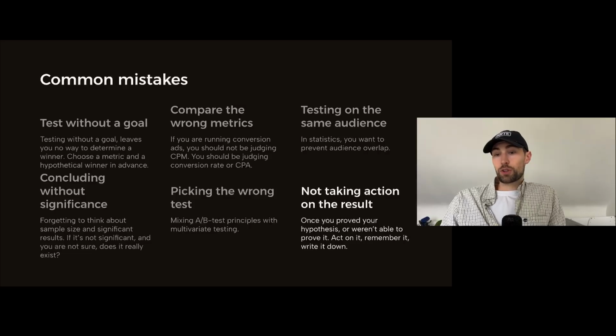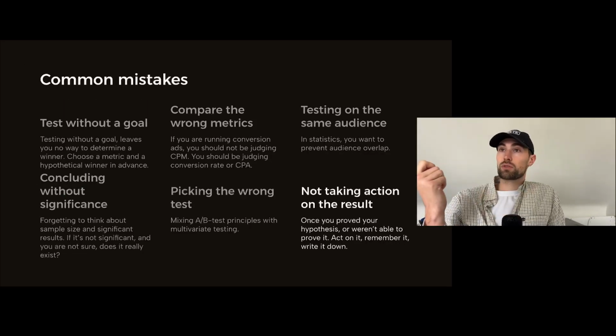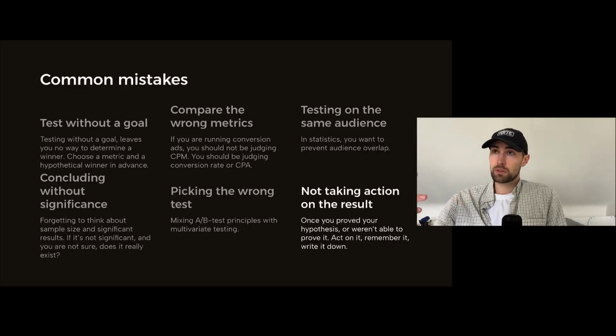Then the sixth one is not taking action on the results. Okay, one very important thing is that you try to get the learning very clear, that you share it with all other people that might benefit from it, and then make it actionable. Make sure you use the learning. The most costly mistake is not doing anything with what you've learned.